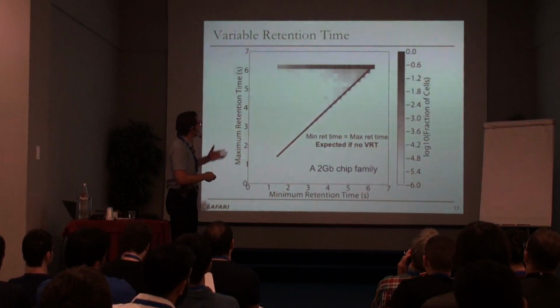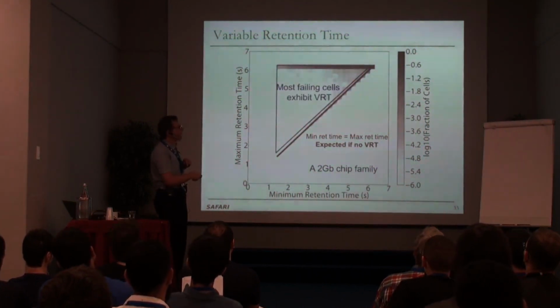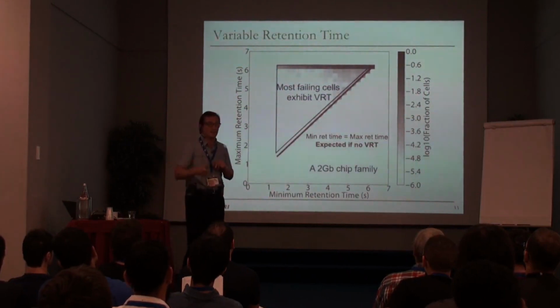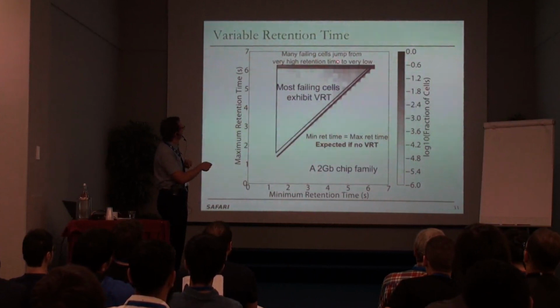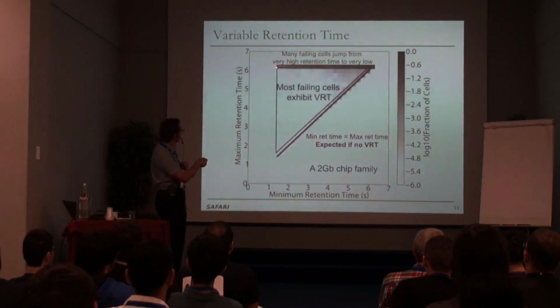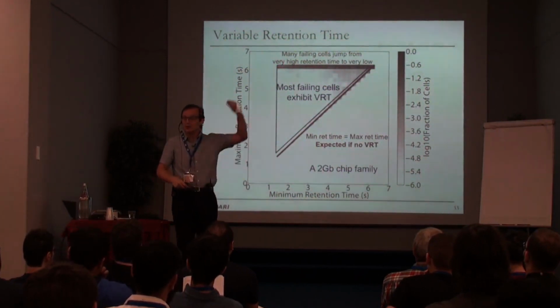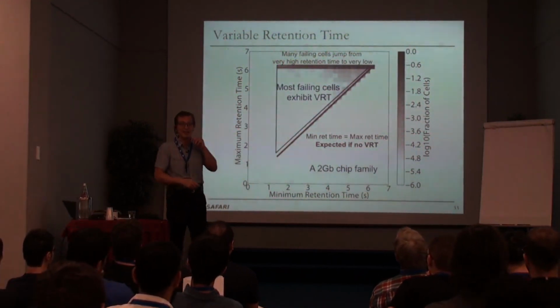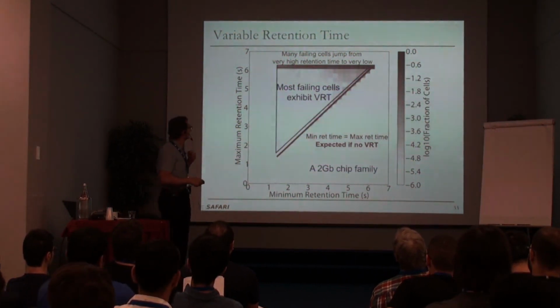But what we see is almost exactly the opposite. Most of the cells are actually over here. Most failing cells actually exhibit a variable retention time. And many of them are over here. Many failing cells jump from very high retention time to very low. Their minimum retention time is very low over here. Their maximum retention time is very high. So there's a huge range in terms of retention time. And these are very real scaling issues that you have with circuits.